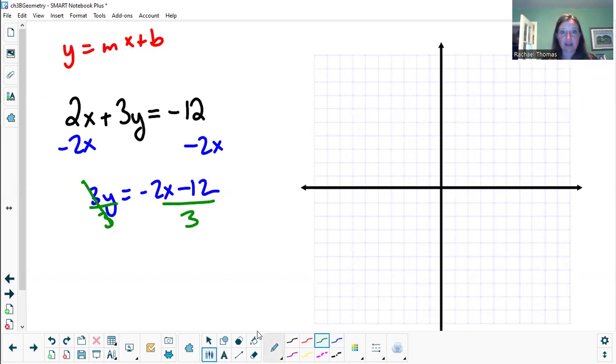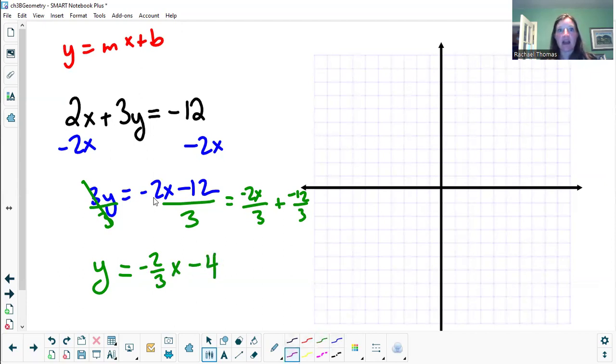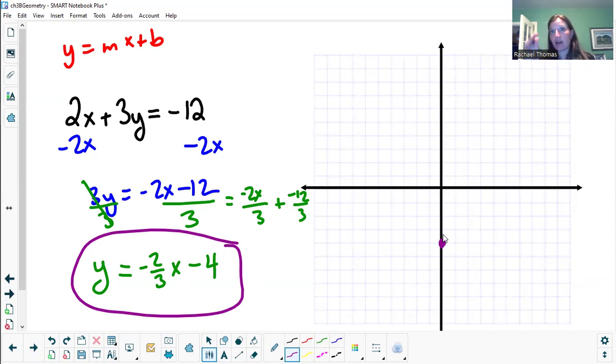So those 3's cancel out on the left, and I get y equals, and now hopefully you know this about fractions. I've got to divide everything here. I could think of this as negative 2x divided by 3 and plus negative 12 divided by 3, or minus 12 divided by 3 if you want to. That gives me negative 2/3 x minus 4. Now in this form, I should be easily able to graph this. Y-intercept of negative 4 and a negative slope. So I'm going to go to the right and down. To the right 3, 1, 2, 3, down 2. Or I'm going to go to the left and up. To the left 3 and up 2. And there's my line.